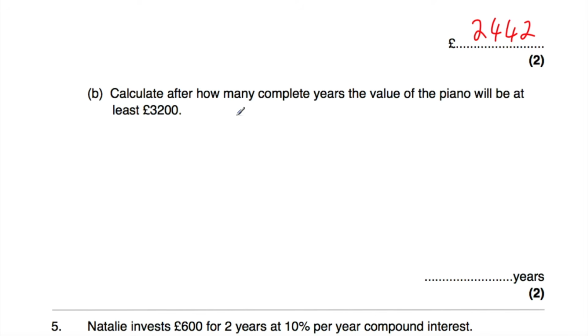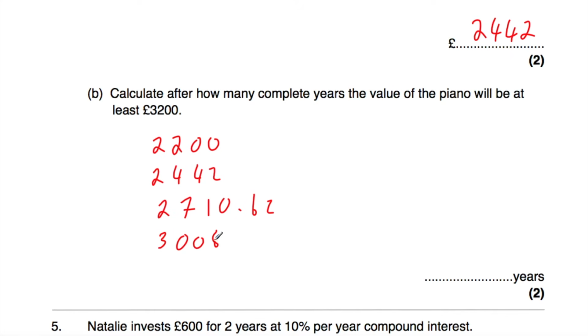Part B says calculate after how many complete years the value of the piano will be at least £3,200. Okay, so it was 2,200 to begin with. We times that by 1.11. We increased it by 11%, and we got that was equal to £2,442. If we then multiply by 1.11 again, we get that's equal to £2,710 and 62p. If we times by 1.11, if we increase that by 11%, we get that's equal to £3,008.7882. I'm just going to write down the decimal numbers here. If we actually needed to give it as a particular value, I might round it to the nearest penny, but I'm just going to write these down for the moment.